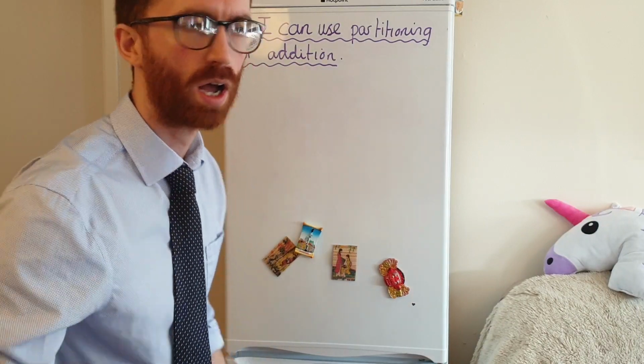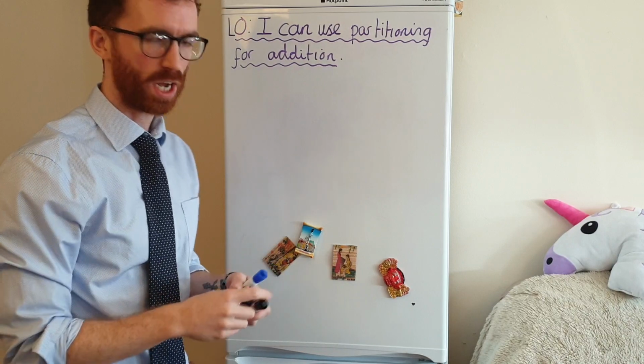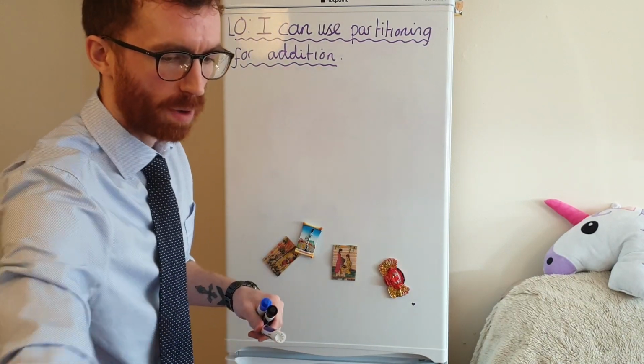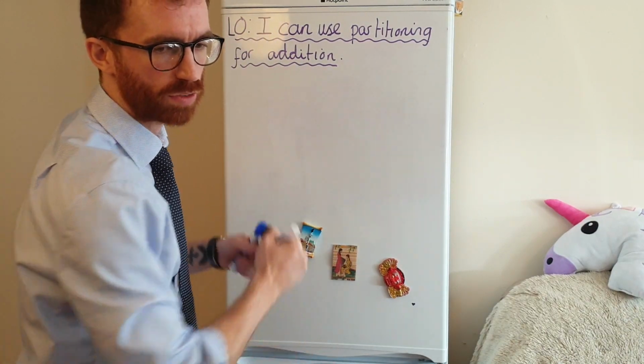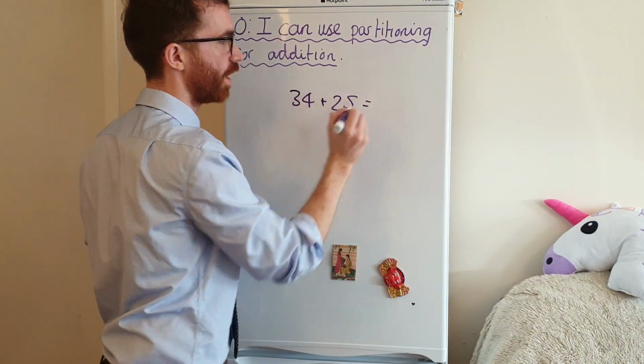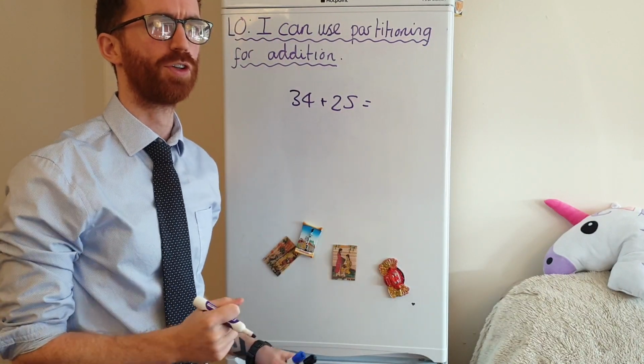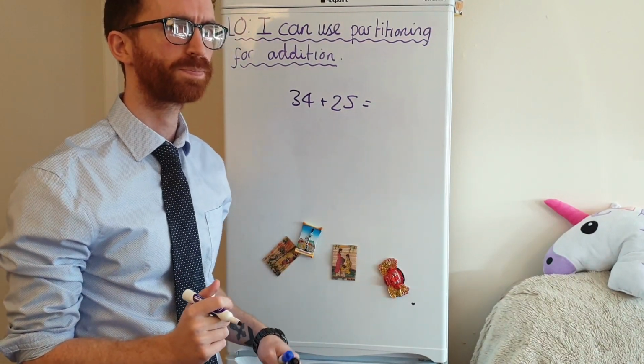For this lesson, our learning objective is: I can use partitioning for addition. Now, sometimes I might have quite a simple addition, something like this, 34 add 25. Why is that simple? Why would I not need to use a written method for that? Can you tell someone who's sitting near you?